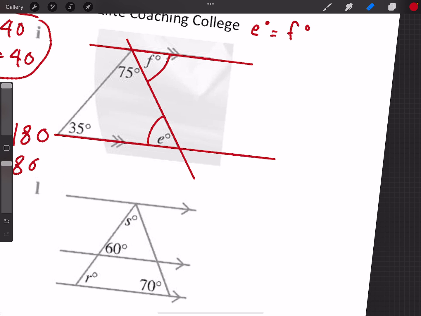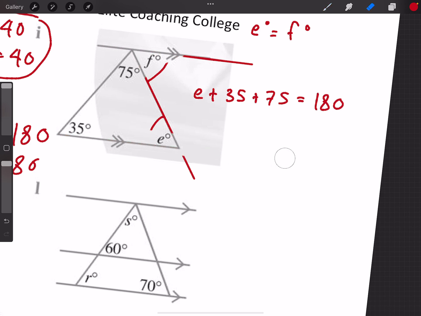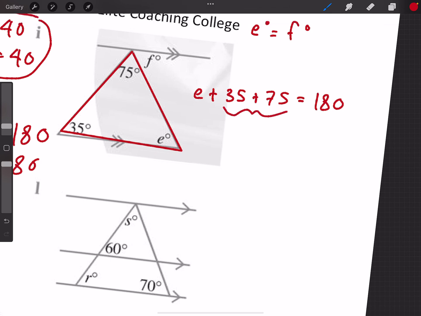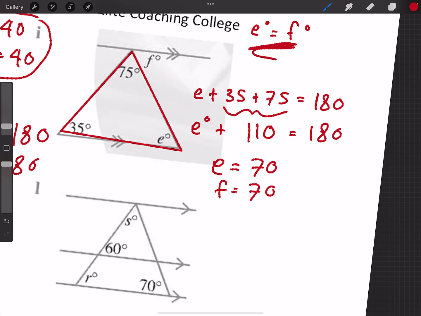What else can I say? I can find out what angle E is, because angle E plus 35 plus 75 is equal to 180 degrees. Why is that the case? Well, it's because those three angles are inside a triangle. So what's 35 plus 75? This will be 110. So angle E plus 110 is equal to 180. Therefore, E is equal to 70 and F is also equal to 70 because E equals F. Done.